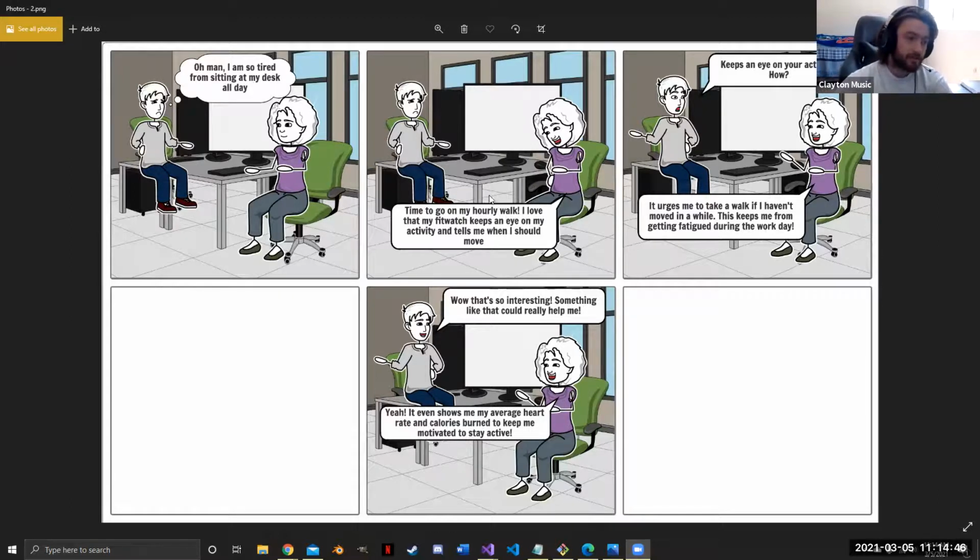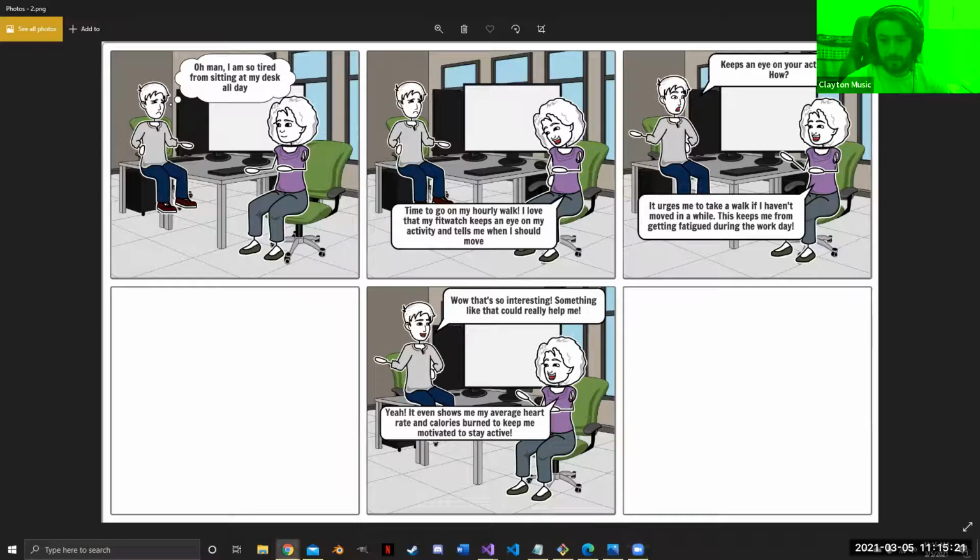And he notices Jill across from him looks at her fit watch and notices that it's time to go on a walk. And her watch keeps her notified every hour or so of when she should get up and move. So Jack asks her, how does it keep an eye on your activity? And so it basically just keeps her updated on how long it's been since she's moved around, and keeps an eye on all of her vital signs.